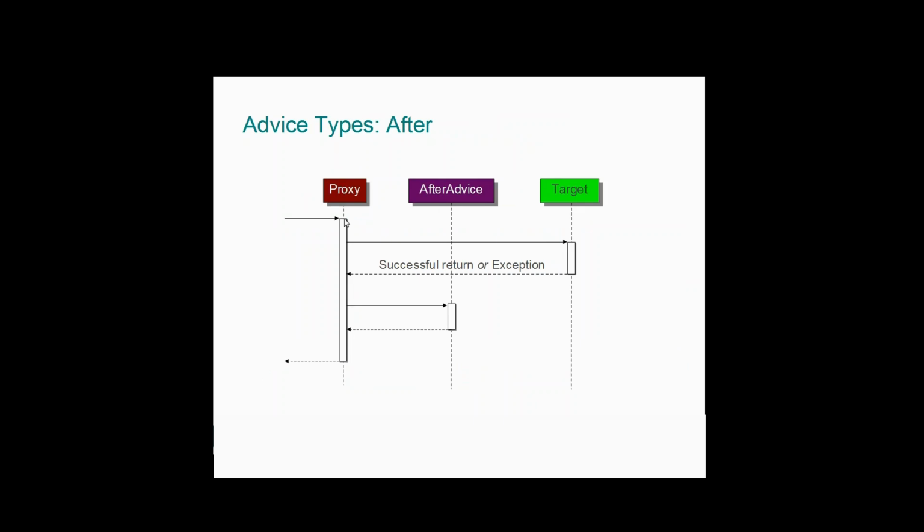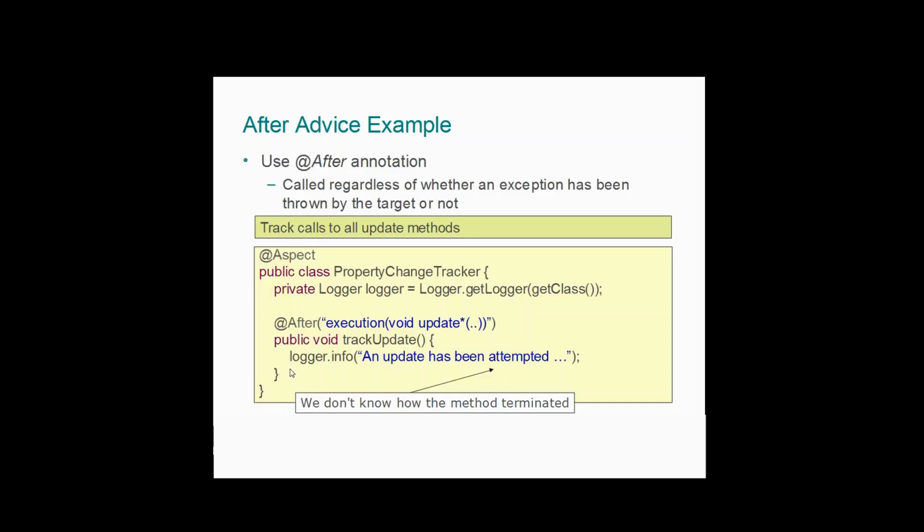Now there is another advice, which is the after advice. The proxy will come here and invoke the target method. Doesn't matter whether it returned successfully or threw an exception, I still want to invoke the advice after this. This advice will get invoked, comes back, and goes back to the calling method. The way I can implement it is, I have an after advice with an expression, and here I don't know whether it is a success case or failure case.